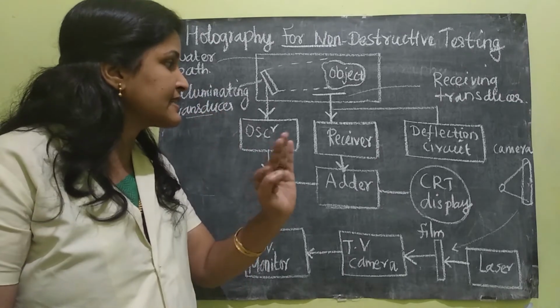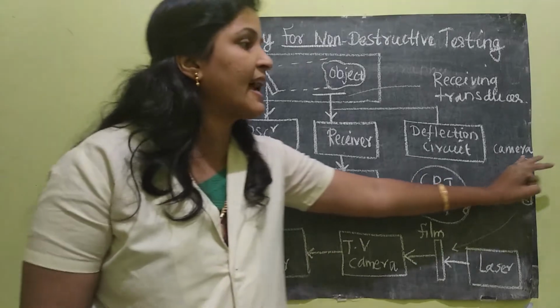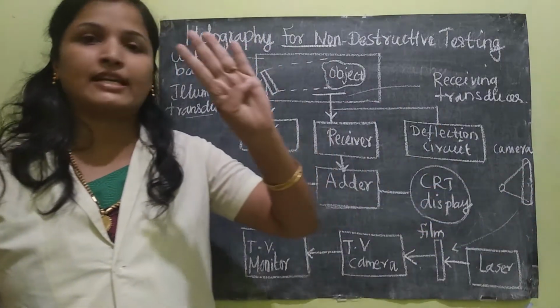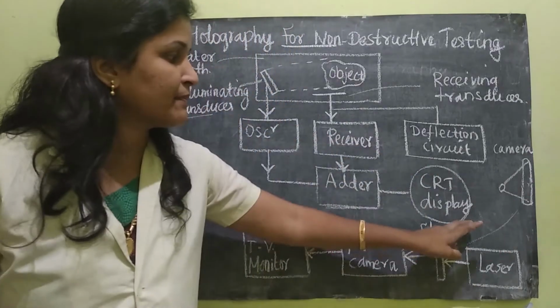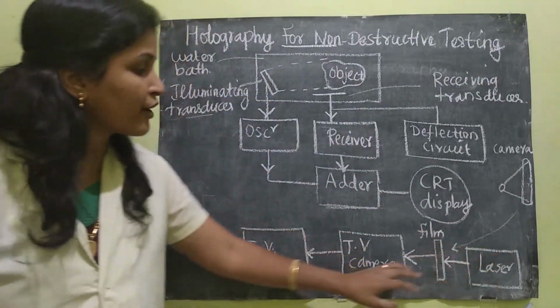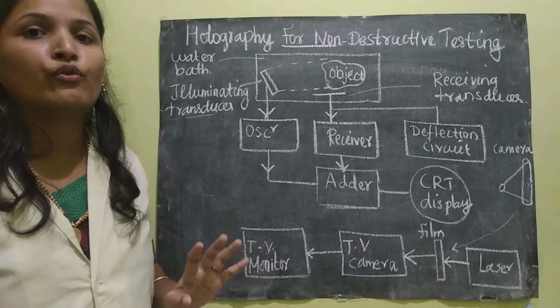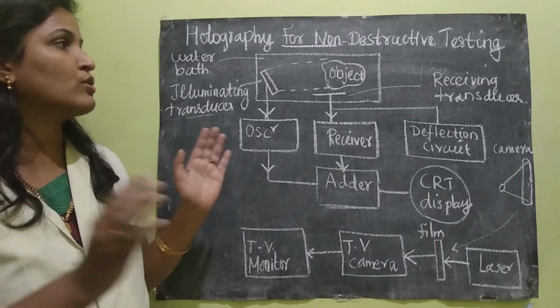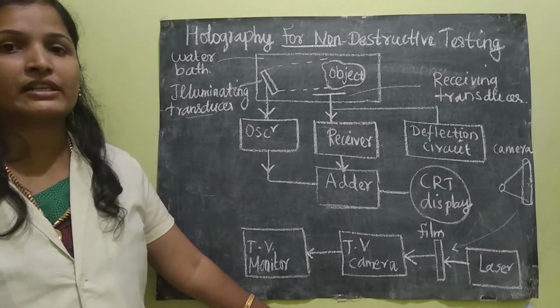The third step: after the electrical signal, an interference pattern will be made and it is photographed. That is your third step. The fourth step is that the photographed image is recorded and viewed on the TV monitor. That is our fourth step. So this includes four major steps for the non-destructive technique.